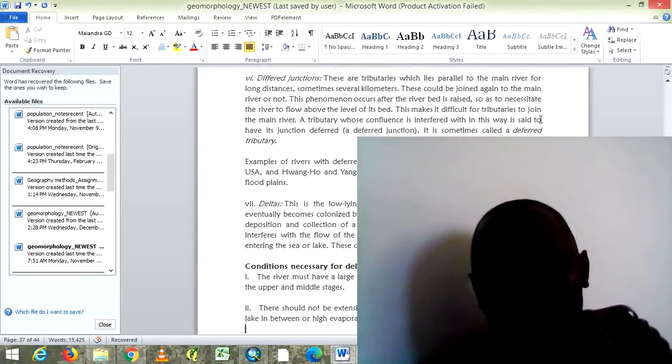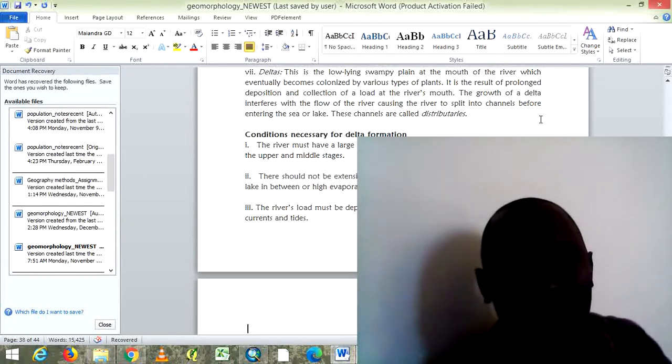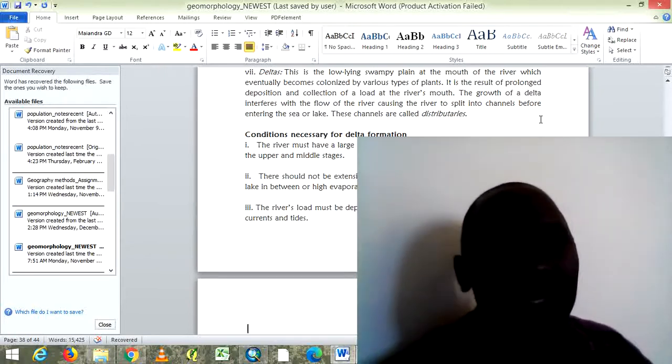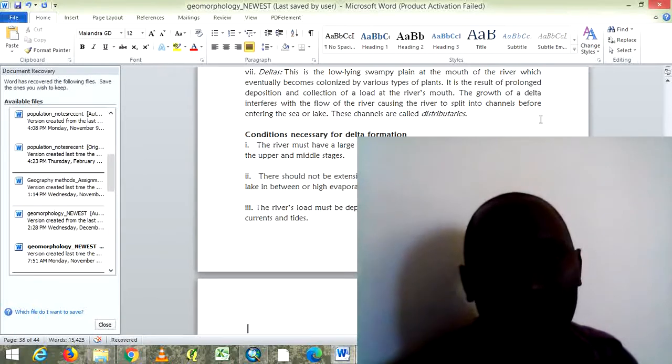What are the conditions necessary for the formation of a delta? One of them is that the river must have large load, because if the load is insufficient, then it will not reach the river mouth. It will not be sufficient to lead to the subdivision of the river valley as it enters the river mouth. There should not be extensive deposition in the middle stage.